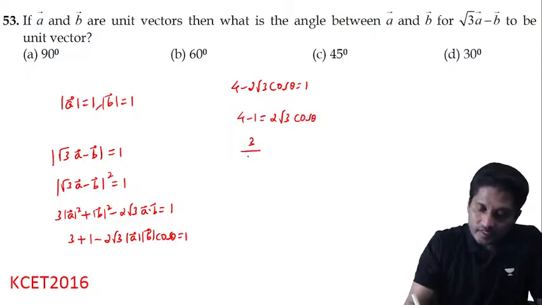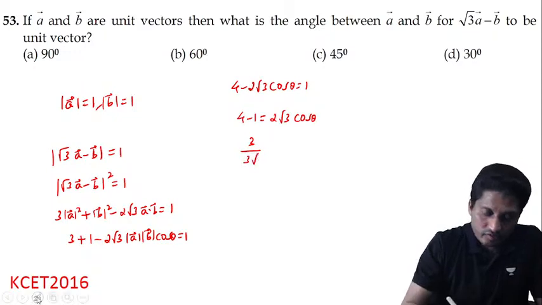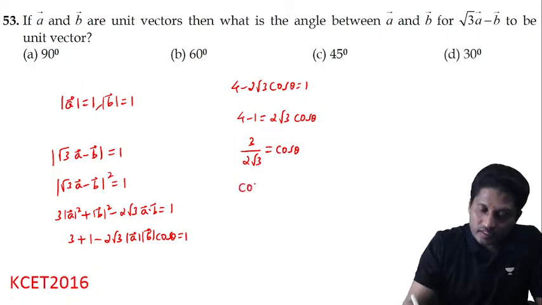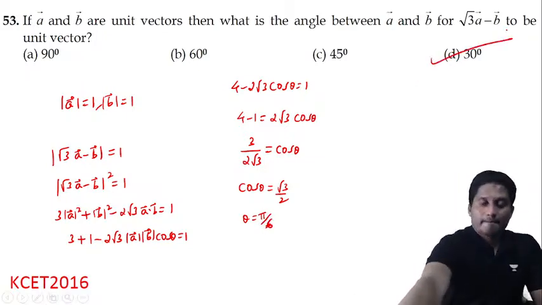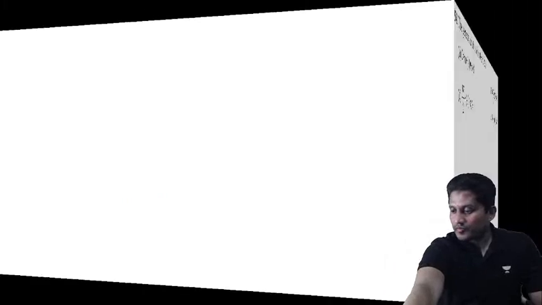3 divided by 2 root 3 is equal to cos theta. So cos theta is equal to 3 by root 3, which is root 3 only, right? So this is root 3 by 2. Cos theta is root 3 by 2 means theta should be equal to pi by 6, that is 30 degrees. Answer is option D. Let's move to the next question.